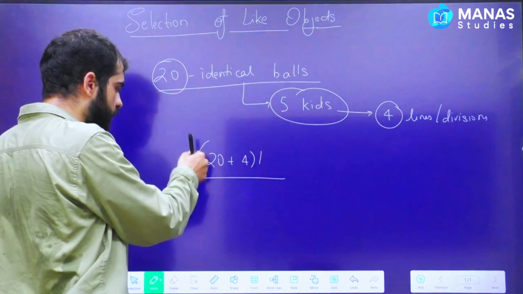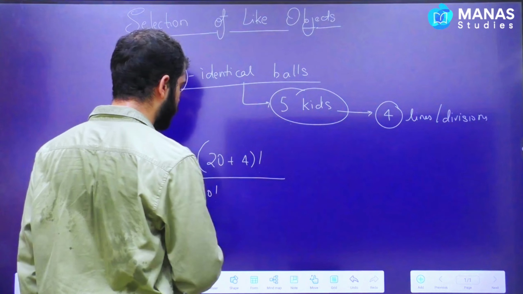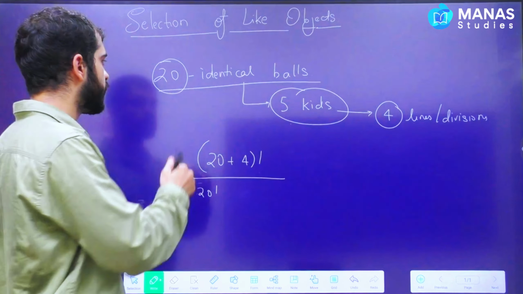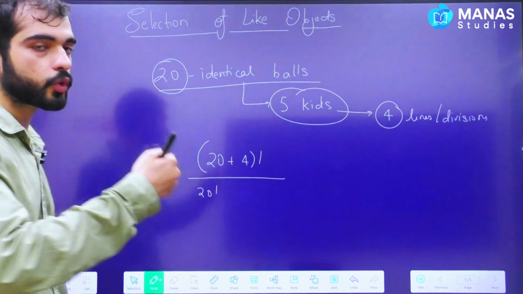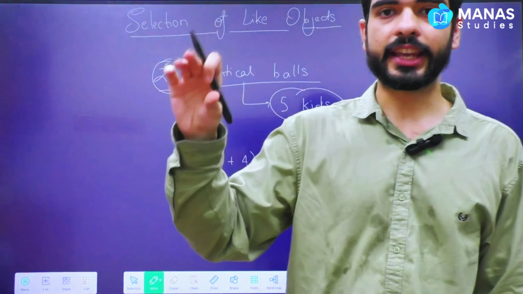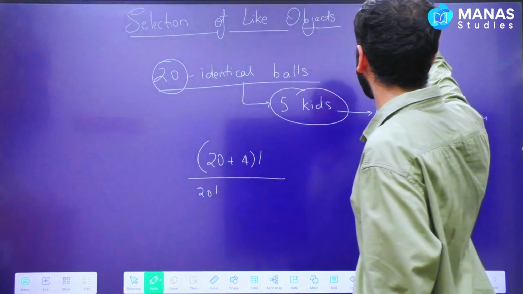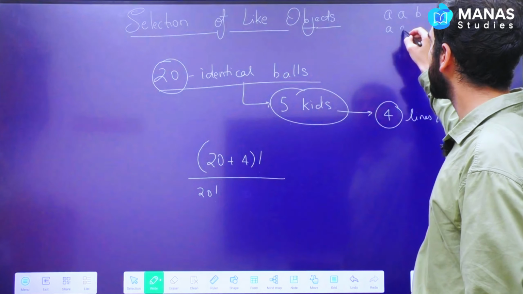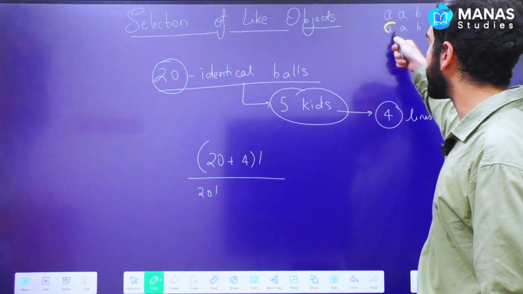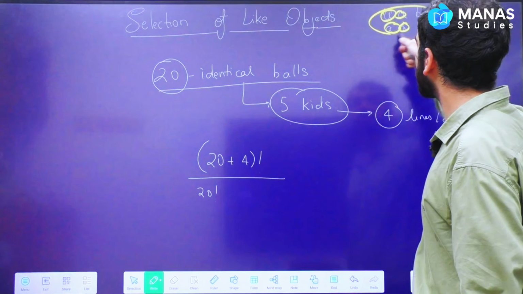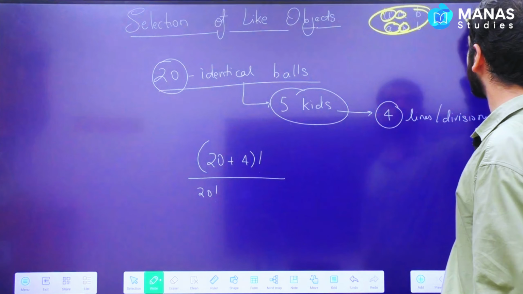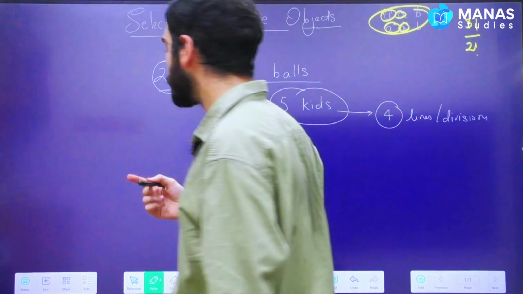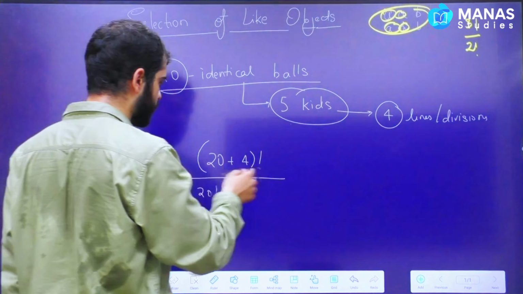Now, since these 20 balls are identical, I'll divide by 20 factorial to eliminate the repetitive counting of intra-permutation. That is to say, when these 20 objects intra-permute, that won't create a new case. What happens if I have 3 objects such as A, A, B? Another case of arrangement would be interchanging these two A's. But if we observe, these two A's are identical, so these two cases will be exactly the same. That is the reason why we write 3 factorial divided by 2 factorial, where the denominator 2 factorial removes the repetitive counting. So I have to divide this expression by 20 factorial.